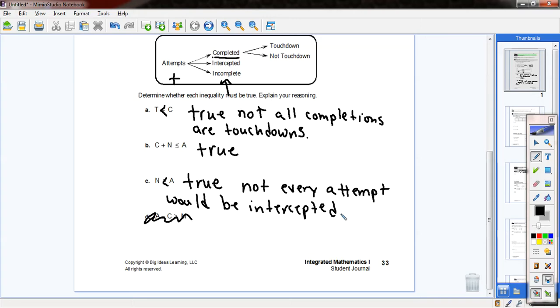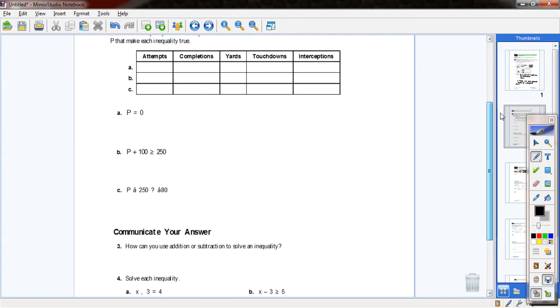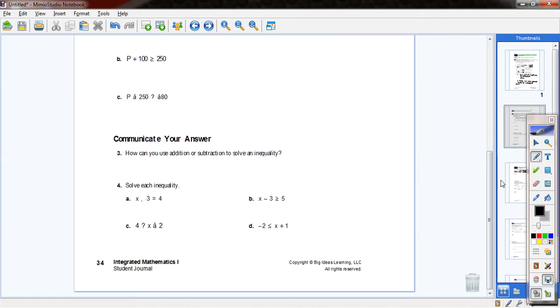I'm going to jump over to page 2 right now. And on page 2, kids, I really just want to talk about this down here. Number 3: how do you use addition or subtraction to solve an inequality? We already talked about this a little bit. The inverse of subtraction is what? Addition. And the inverse of addition is? So to answer this question, here's what I want you to write: we can use addition or subtraction to solve an inequality by using, what's the word I'm going to throw up here? Starts with an I. Inverses. Very good, kids.